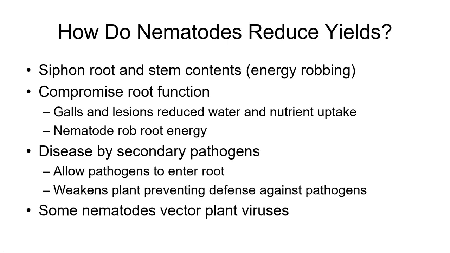The other thing that nematodes can do, because they're robbing the plant of energy, is that water uptake is not that great, nutrient uptake is not that great, and the crop plants can be weakened. And then those plants are unable to mount a defense against other pathogens that are attacking, okay? So think of it as a nematode weakening the plant, then a weakened plant is susceptible to other diseases.